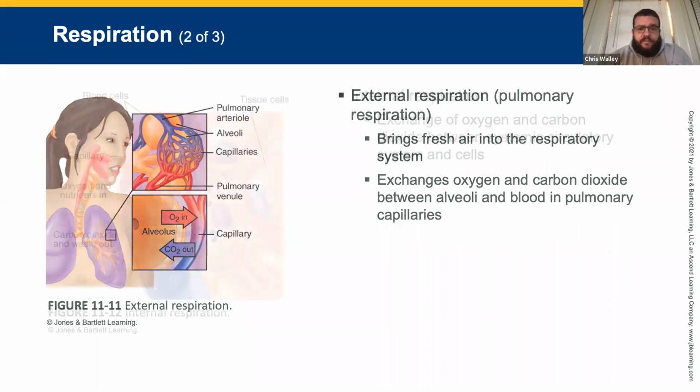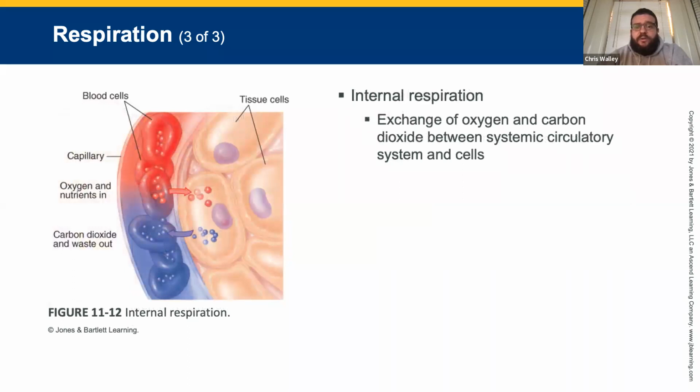Now we're going to talk about internal respiration. It's the exchange of oxygen and carbon dioxide between the systemic circulatory system and the cells of the body. Oxygen passes from the blood in the capillaries to tissue cells. As you can see in the picture, that's where clean oxygen's passing in, and then the carbon dioxide waste is coming out.